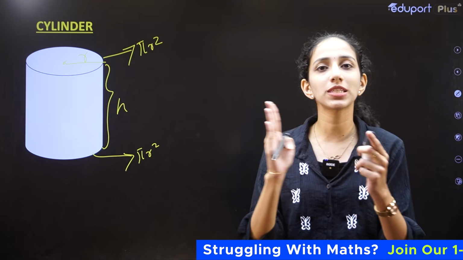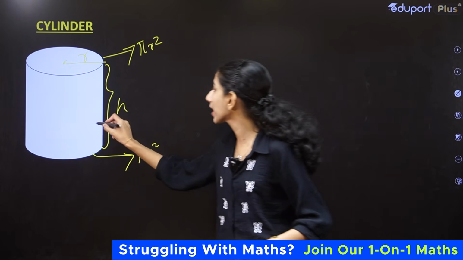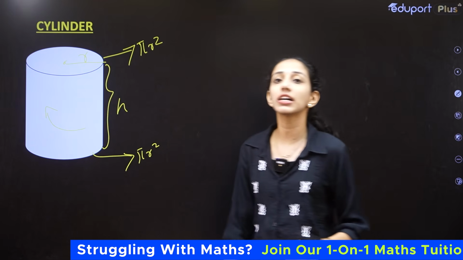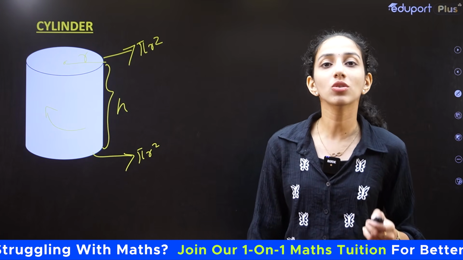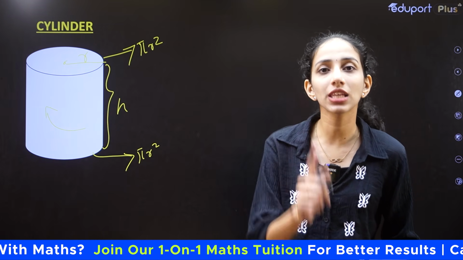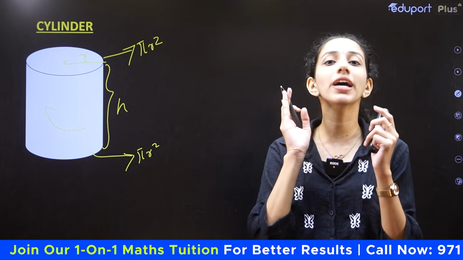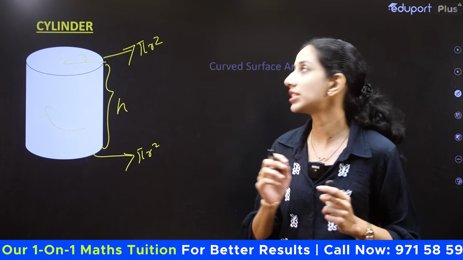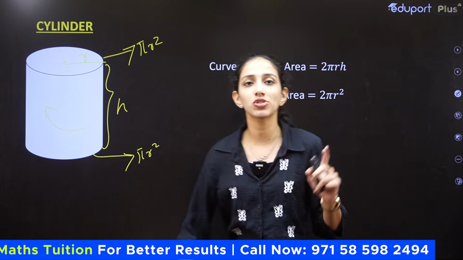Pi r square plus pi r square, that is 2 pi r square. And we have a curved face, and that curved face has area 2 pi r h. Okay, so what is the total surface area of a cylinder? The sum of 2 pi r h, that is the curved surface area of the cylinder, plus the base area of the cylinder. That is curved surface area 2 pi r h, base area 2 pi r square.